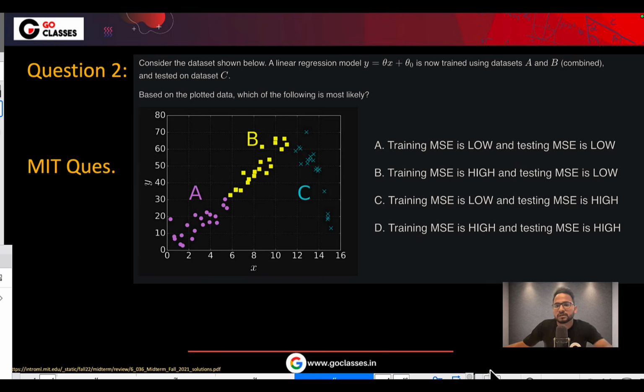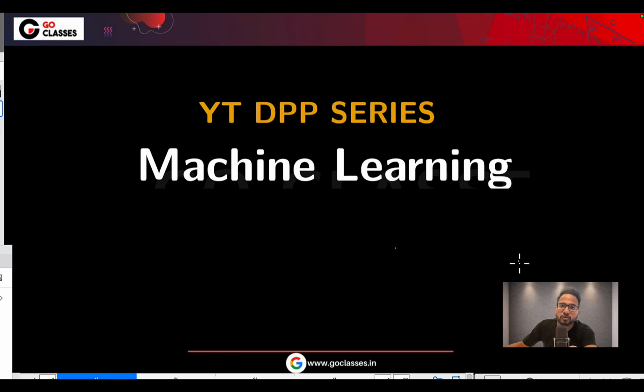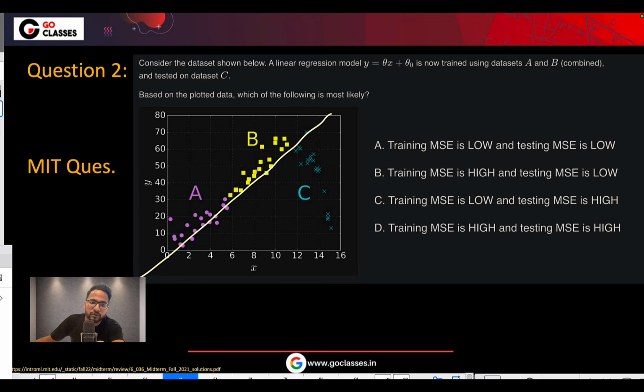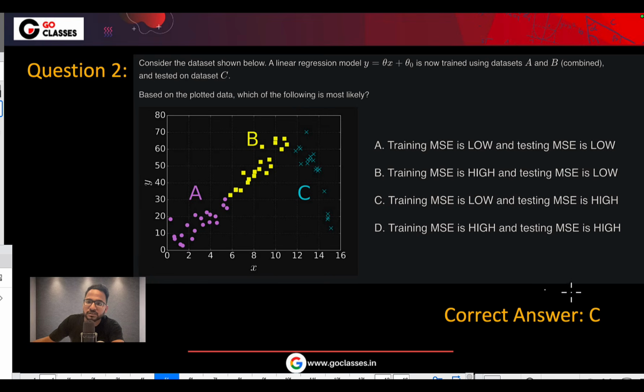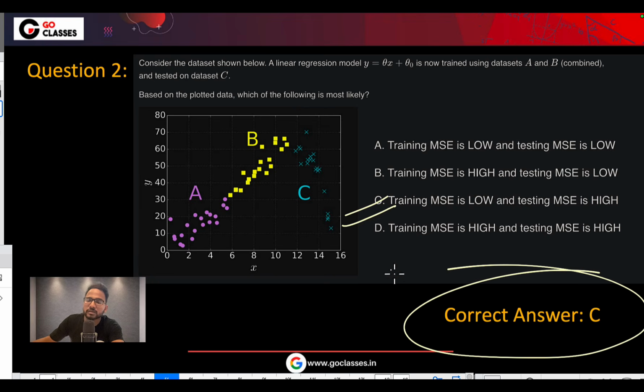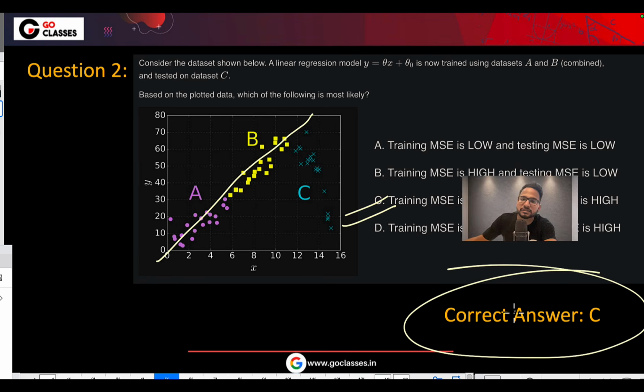So C is the correct answer because after training you will be getting this. On the test, obviously C is following a completely different pattern, so you will be getting something else when you test on C. So the correct answer is again C. Test error is basically high because you will be getting something like this.